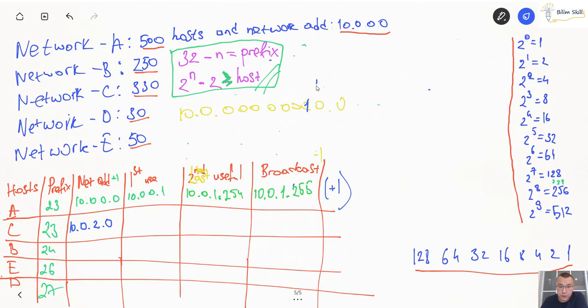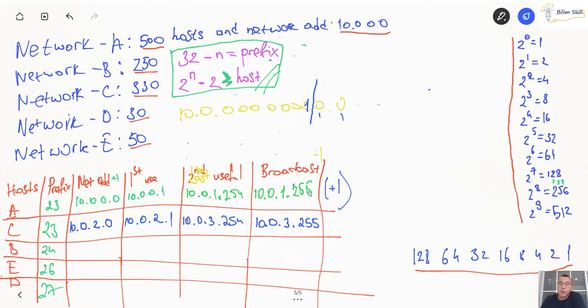And we know that our prefix 23 is here. So after the slash, to find the broadcast address, we make all of them 1. So our broadcast address will be 10.0.255. And the last useful will be the broadcast address minus 1, and the first useful will be the network address plus 1.